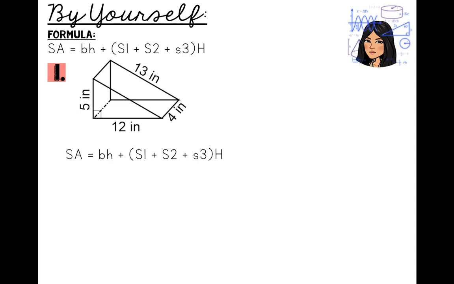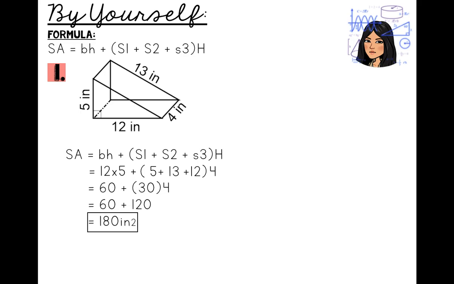Okay, so I'm going to plug in what I know. Base times height, which is 12 times 5. Side 1, side 2, side 3: 5 plus 13 plus 12, times 4. And I'm going to go ahead and solve that. 60 plus 30 times 4. 30 times 4 is 120, plus 60. The answer is 180 inches squared. Amazing, guys. Okay, last one for today.